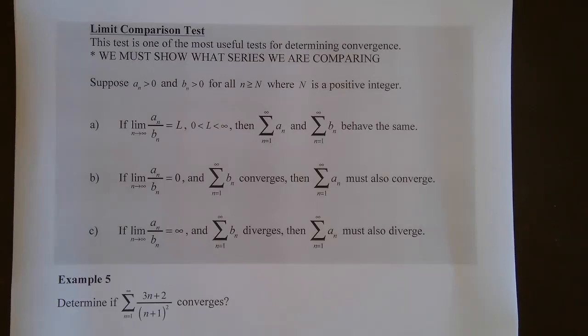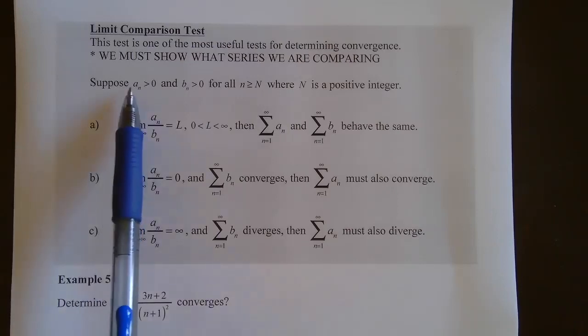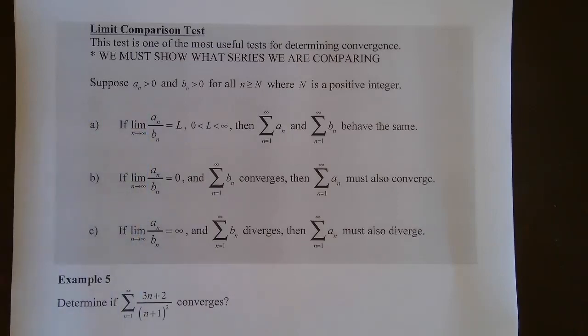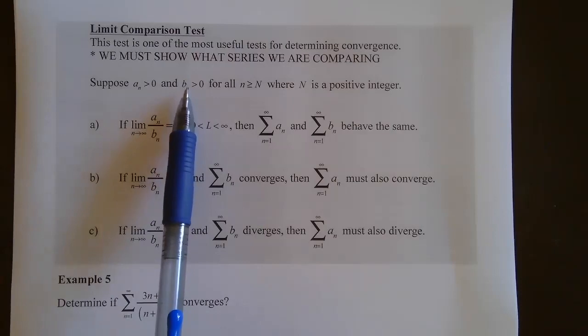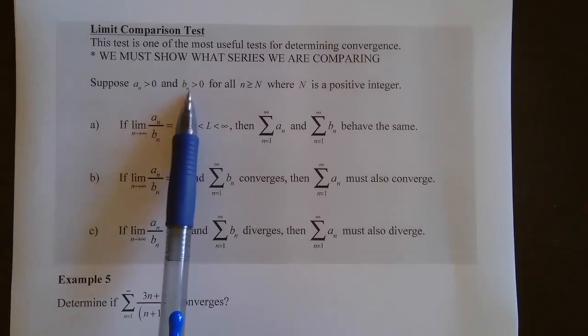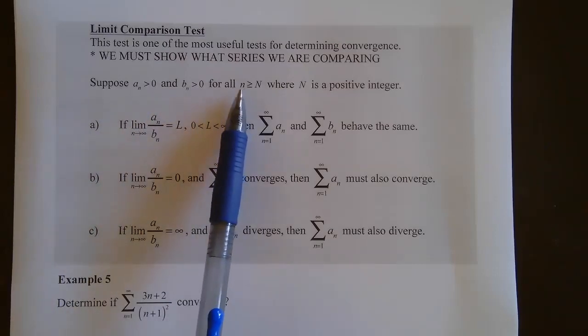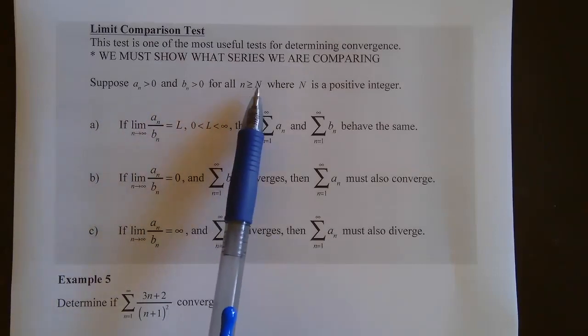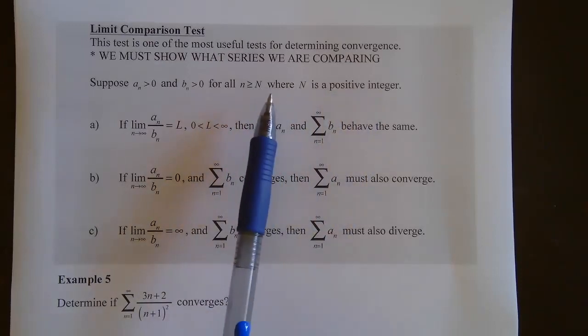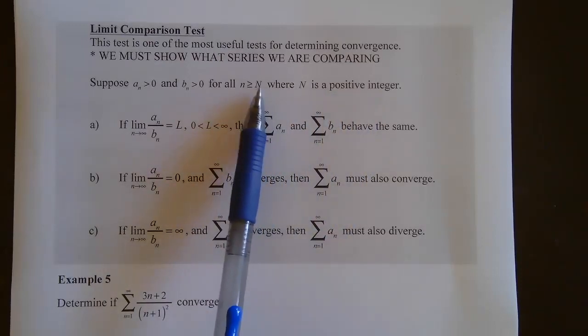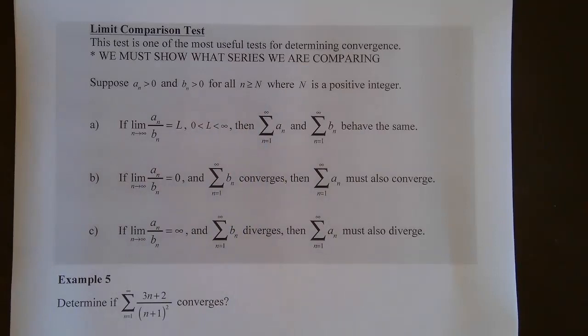But suppose, when you do this, you have to show the series that you're comparing and the convergence or divergence of that series. So when we talk about a sub n, that's the one we're trying to figure out. b sub n is the one we're going to compare it to. That's the one that's going to be the known one. And these are positives. So the terms are all positive for some lowercase n greater than or equal to capital N, where N is a positive integer. A lot of times this capital N is going to be 1, but it could be 2, 3, or 4.